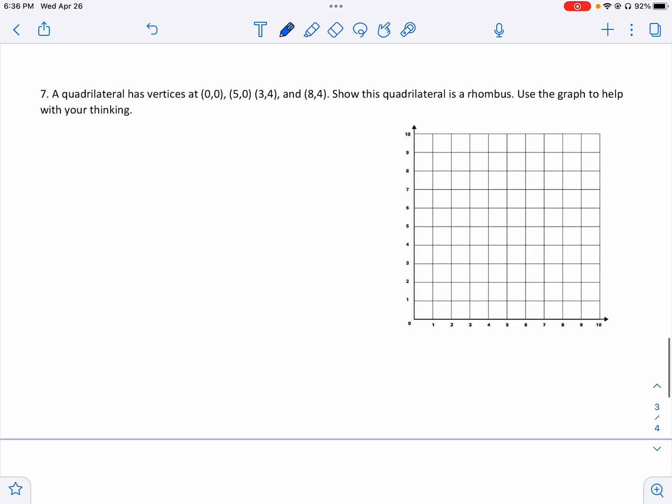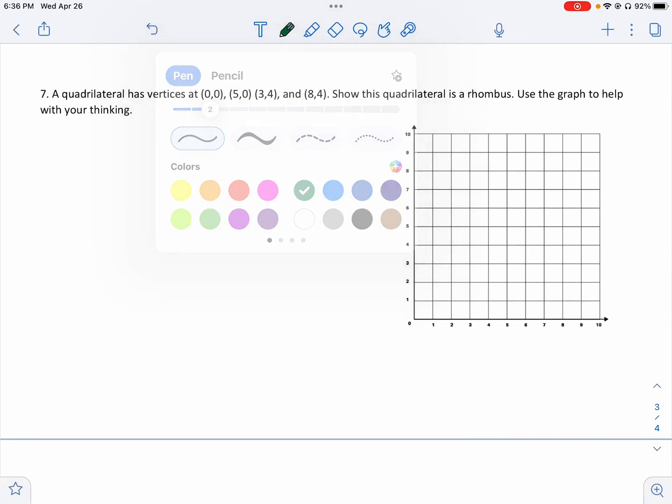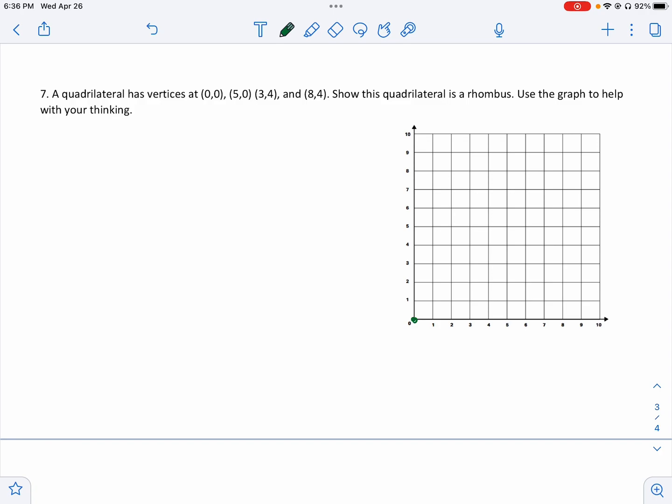Okay, a quadrilateral has the vertices at 0, 0, 5, 0, 3, 4, and 8, 4. Show this quadrilateral is a rhombus.